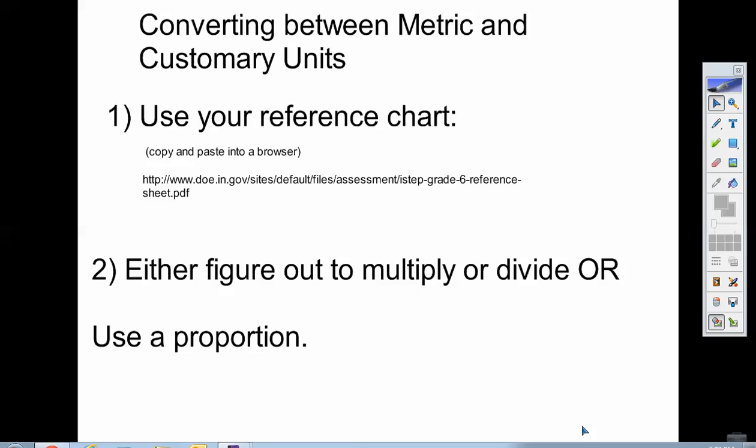Hello students, today we're going to talk about how to convert between the metric and the customary systems.